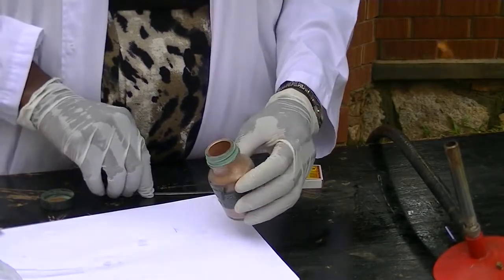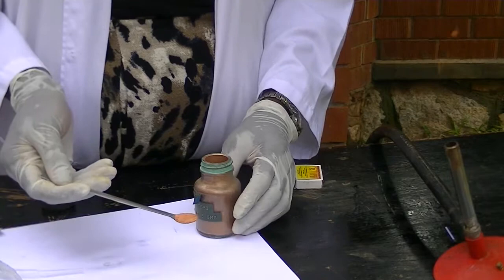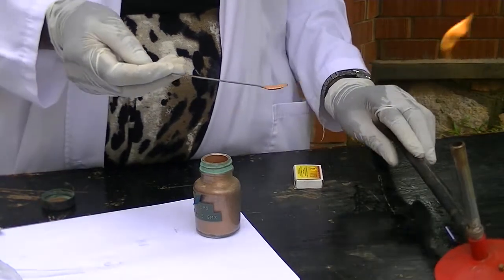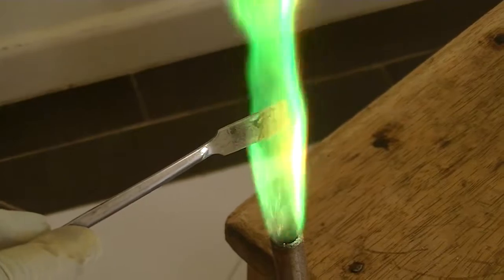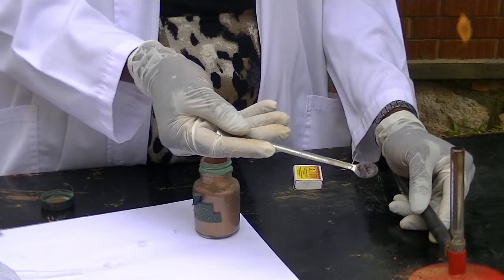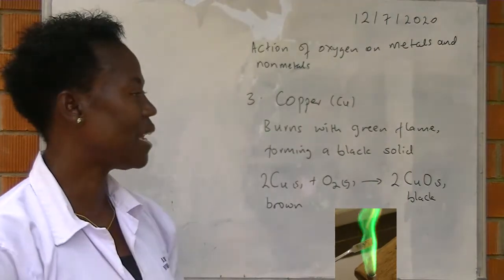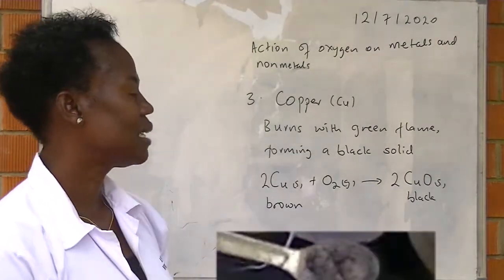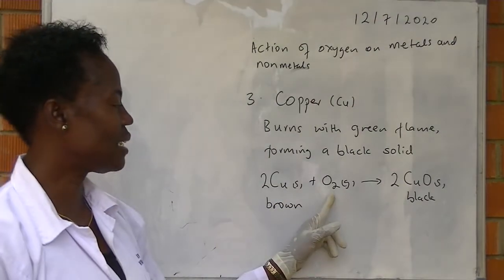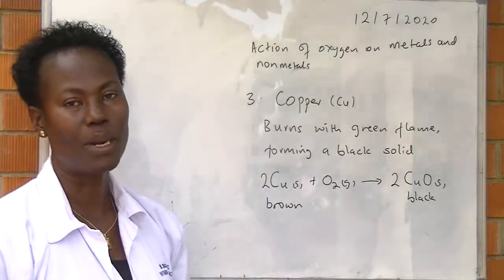We are going to look at copper. For those who don't know copper, copper is brown. Let us see how it burns. Copper burns with a green flame. And then it turns from brown to black copper oxide. So our observations are copper burns with a green flame, forming a black solid. So copper plus oxygen to produce copper oxide. The brown copper turns to black.